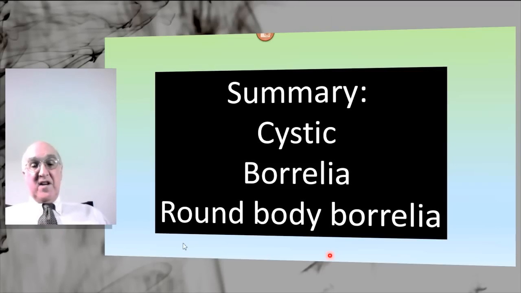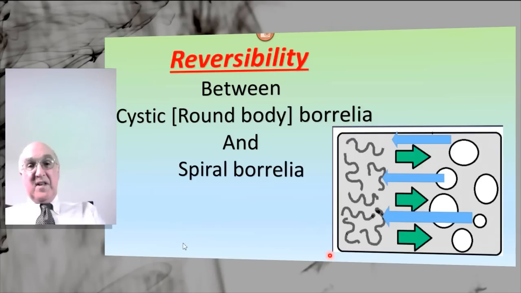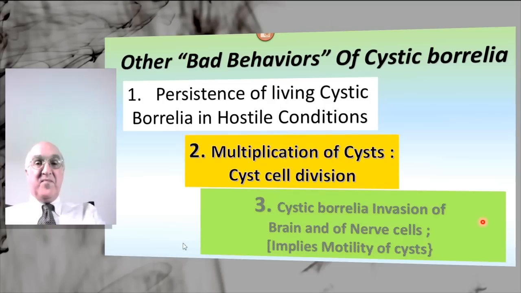So summary: round body Borrelia, cystic, they're reversible. They can resume the spiral shape. The spiral forms the round body when adverse situations occur and the spiral isn't happy, so it becomes rounded up and protected in this cystic form, round body cystic form.